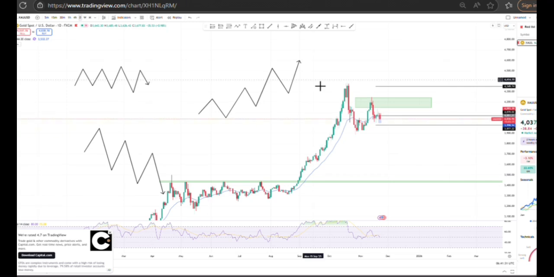I think where the challenge is, is finding the entry point in this market. You already know the market is going up, but where is the convenient area for you to enter this buy? Where is the convenient area for you to enter this sell? That's most likely the challenge of most traders.